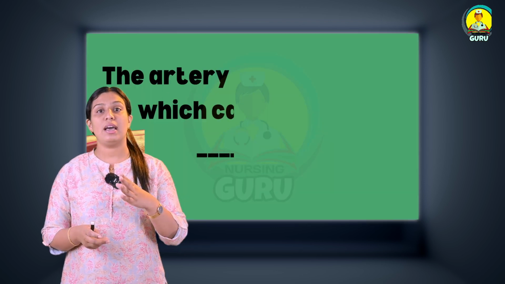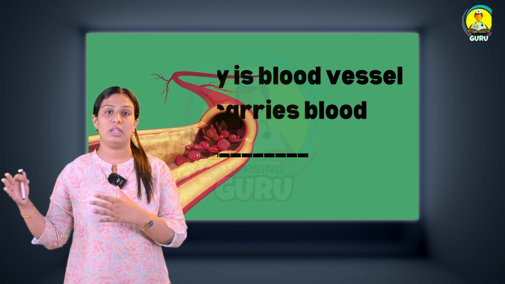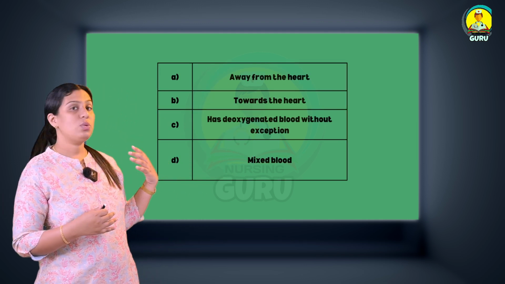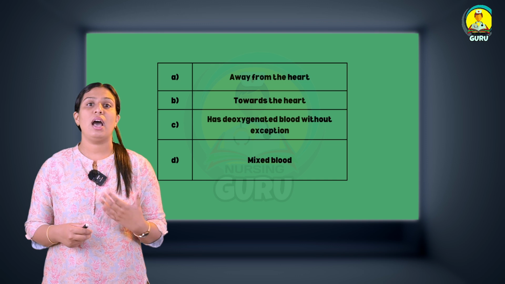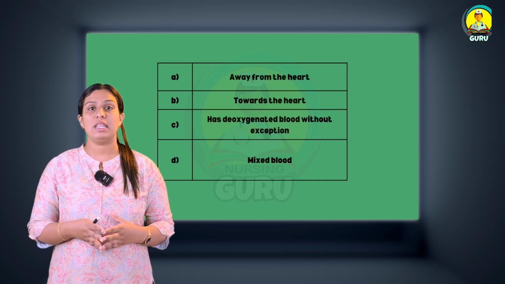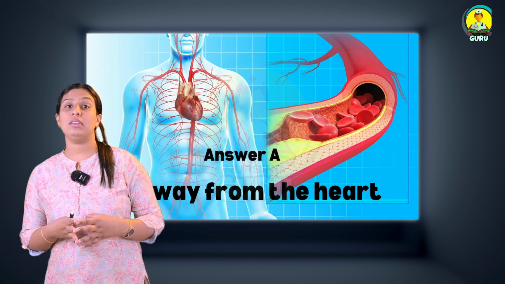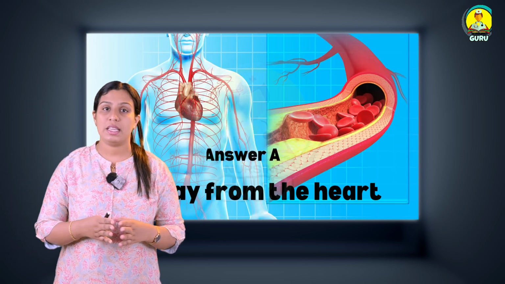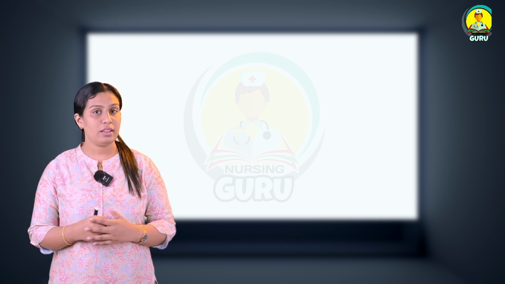Next question: the artery is the blood vessel which carries blood dash. Options are, first one, away from the heart, then towards the heart, then deoxygenated blood without exceptions and the last one is mixed blood. What is the answer? The answer is option A. Okay, I hope it is clear. If you have any doubts regarding this, don't forget to write it in the comment box.